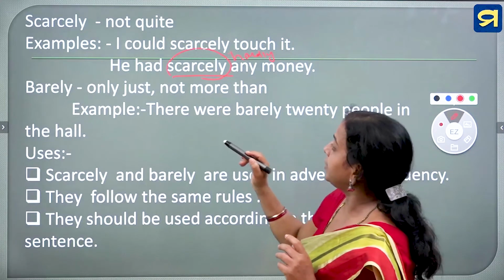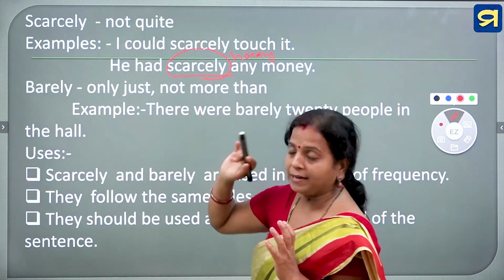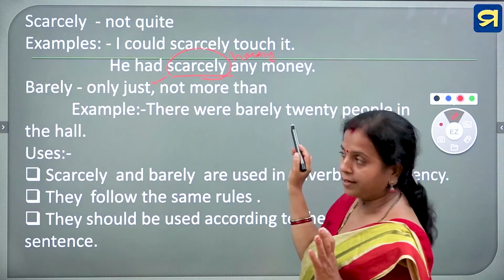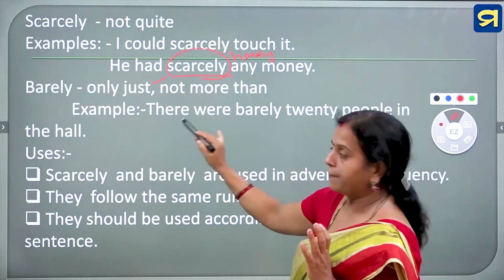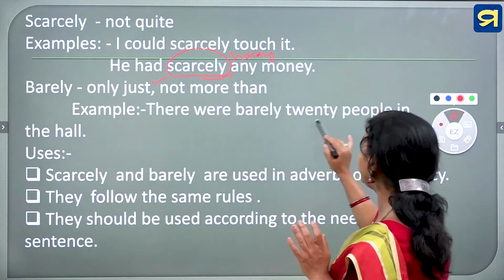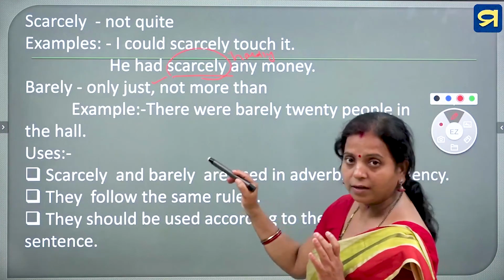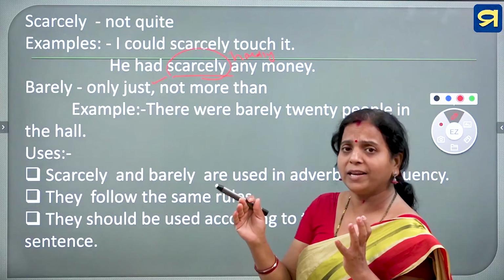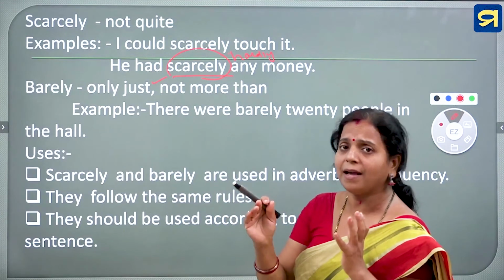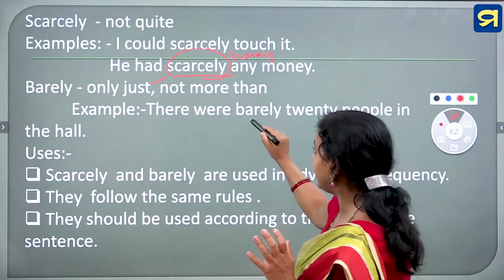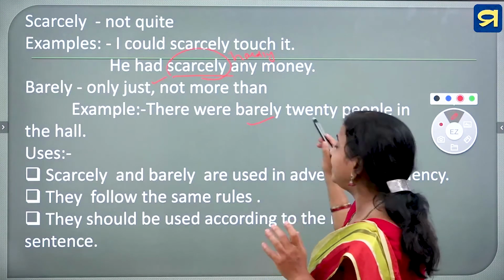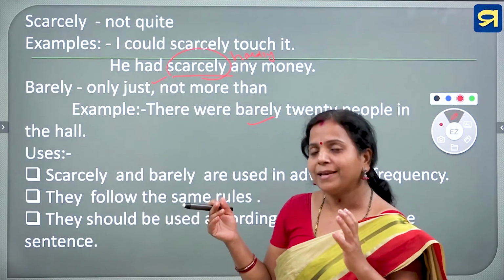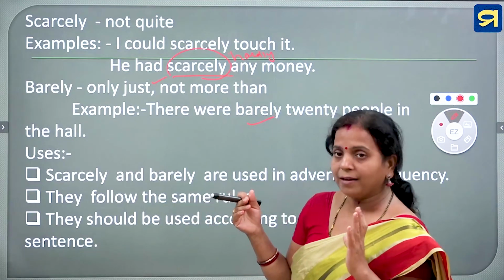Okay. Then come to the word barely. It means only just or not more than. Look at the example. There were barely 20 people in the hall. Children, there were only just 20 people in the hall. So the word barely is used here. There were hardly 20 people in the hall. This is also right. But barely is more appropriate than hardly.